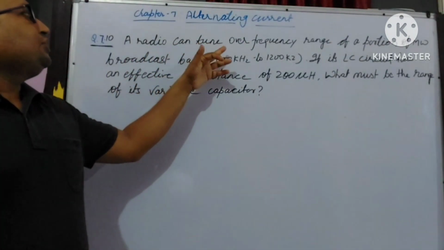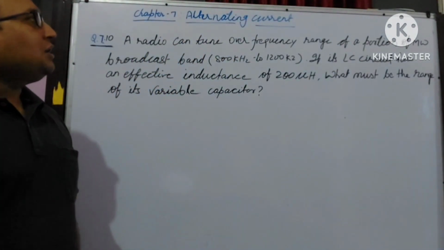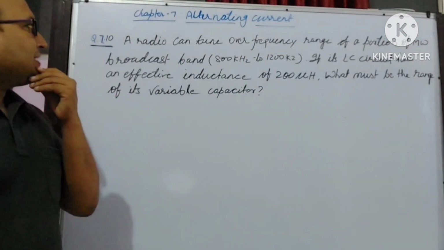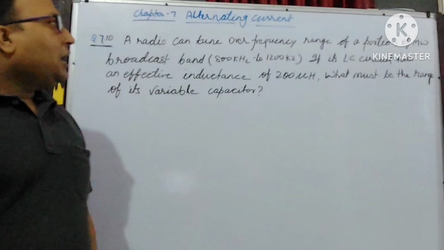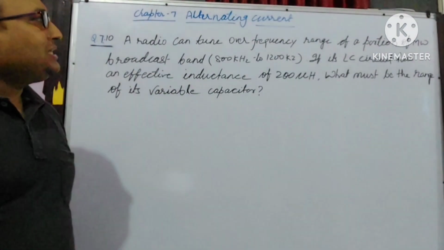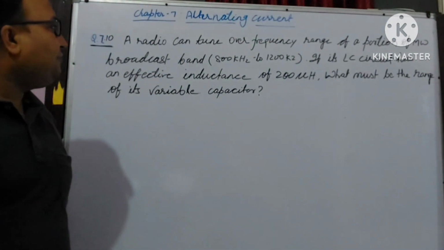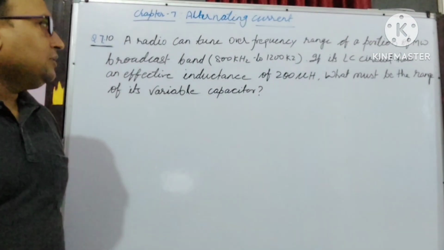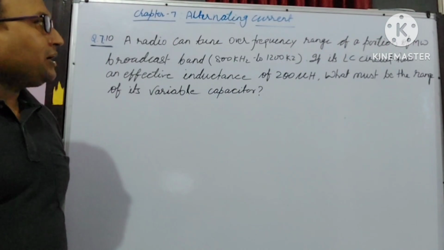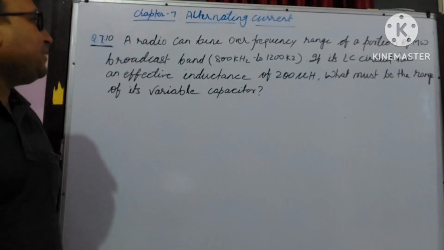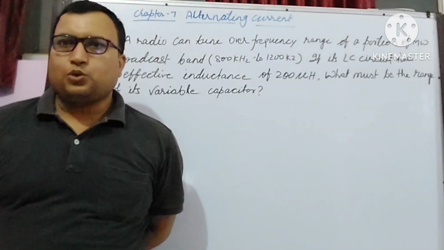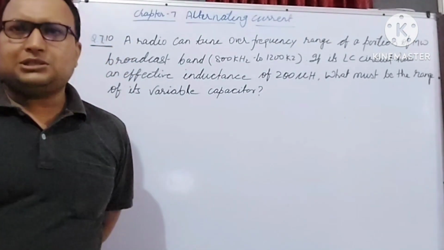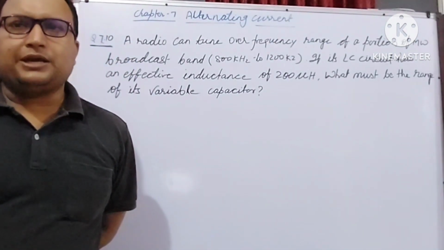A radio can tune over a frequency range of a portion of the MW broadcast band. If its LC circuit has an effective inductance of 200 microhenry, what must be the range of its variable capacitor? Okay, do you understand the question or not? I will try to make you understand.